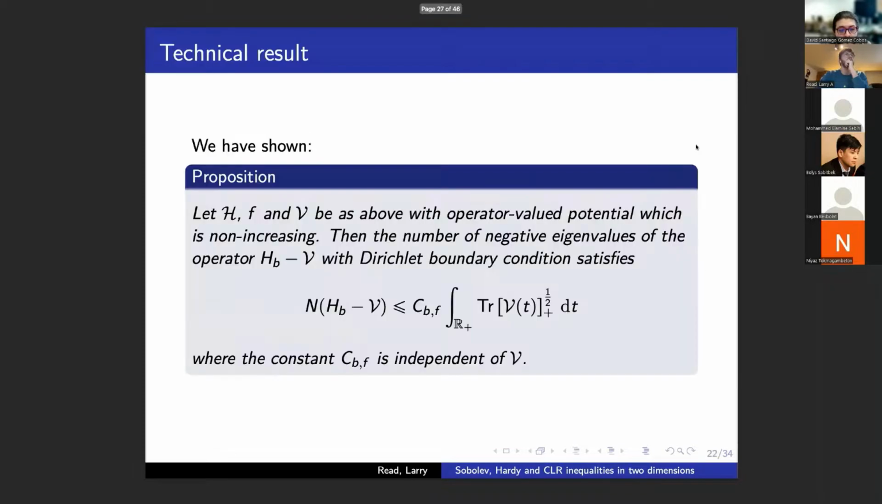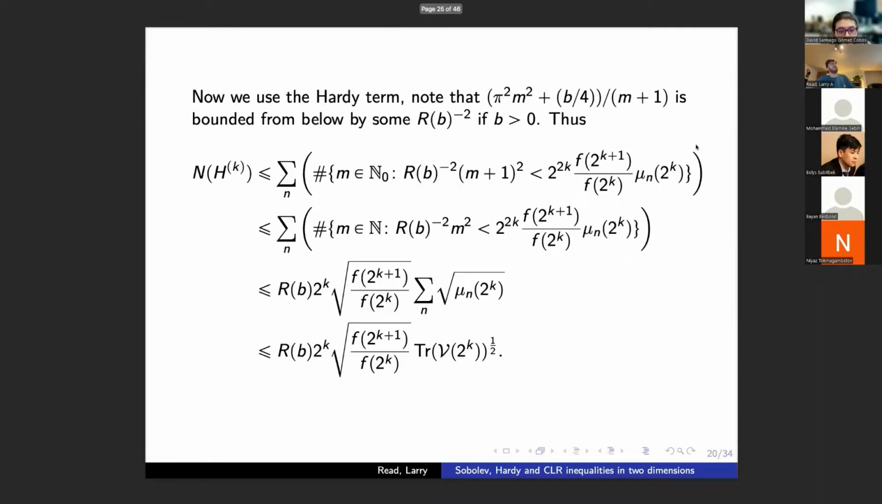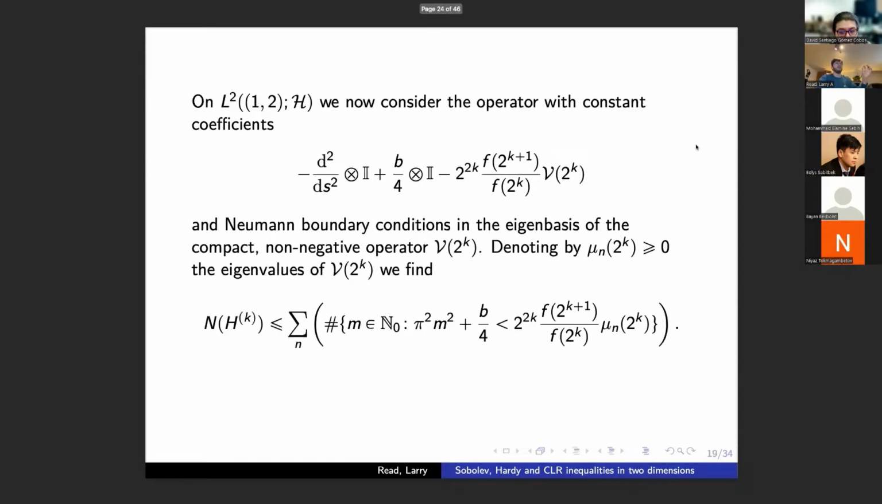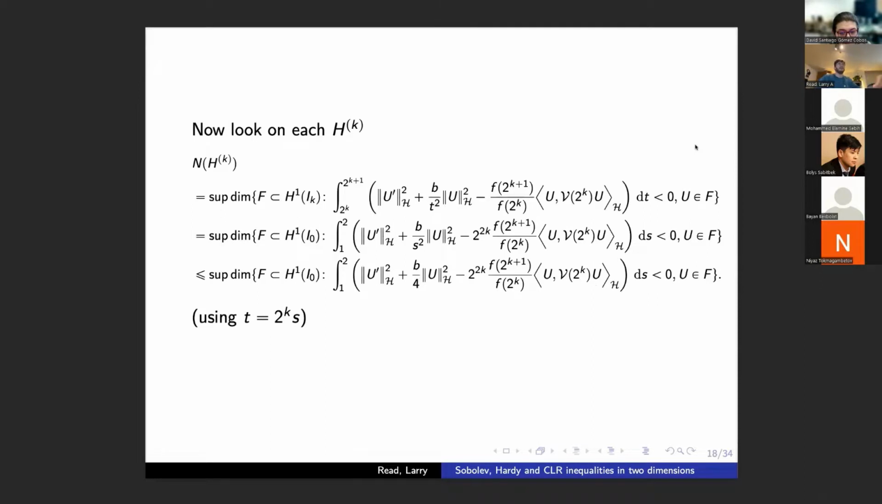Yeah, I think so. The key thing with the Hardy weight here was that when you make this change of variables, you get exactly the same 2 to the minus 2k from the Hardy term as you do from the change of variables in the gradient term.